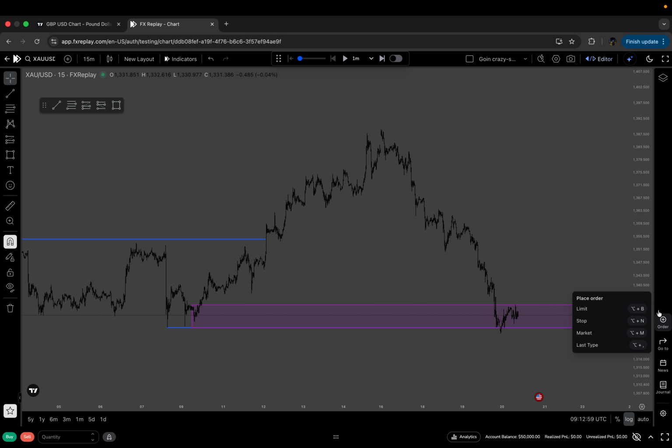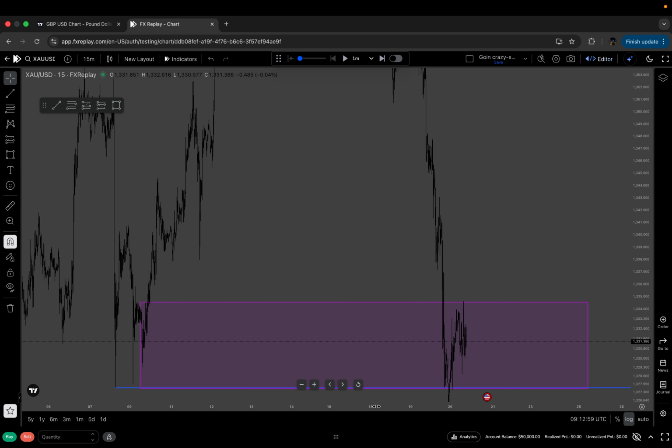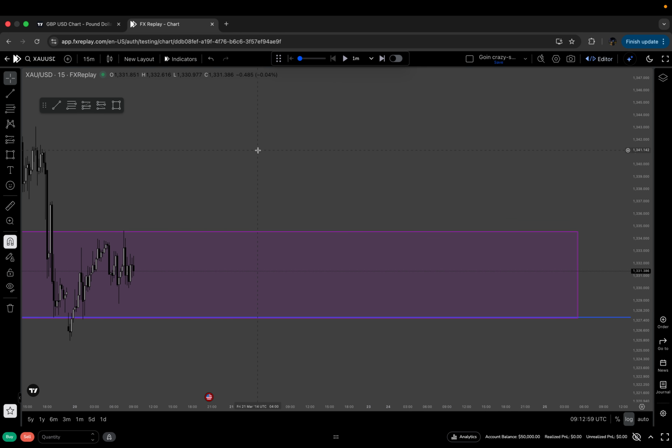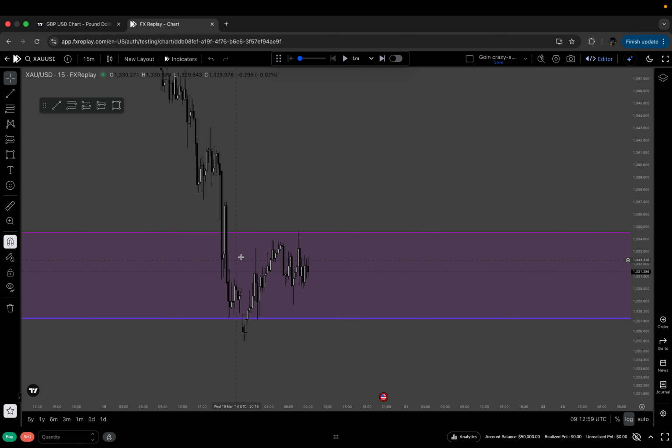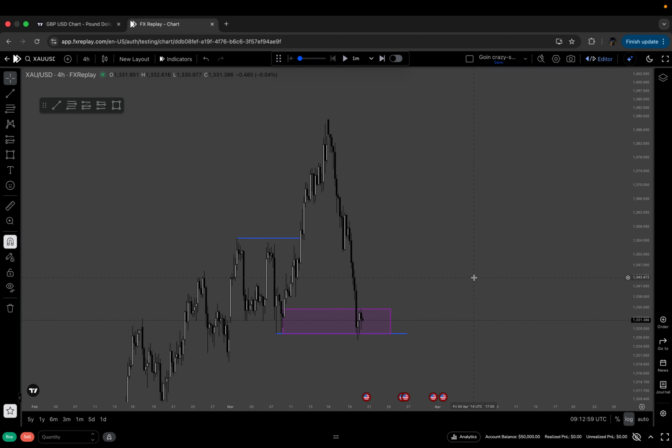So 4-hour breaks. We're bullish. Do we have a break? We do have a break, but it's low-key sus. I think I'll wait for the next break just because we're so bearish on the 15-minute. So following the 4-hour, as you can see, we're still bullish until we close below these lows.